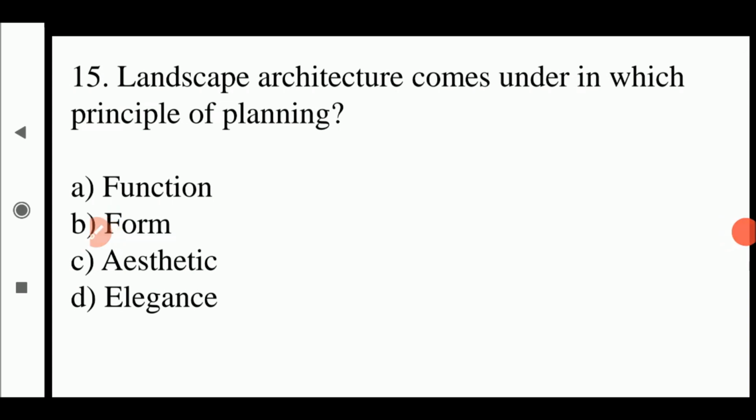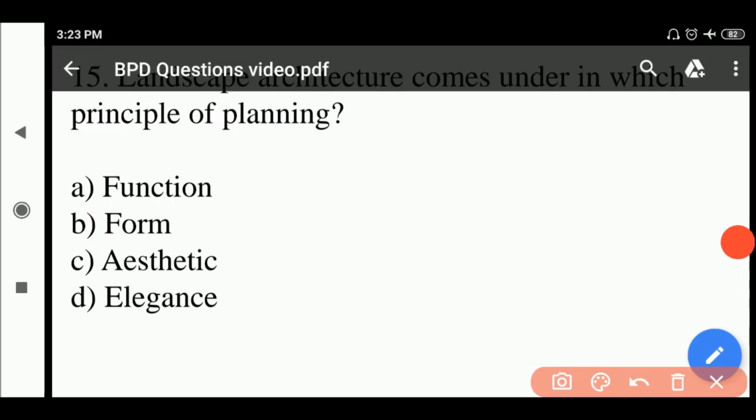Next objective. Landscape architecture comes under which principle of planning? Option first, function. Second, form. Third, aesthetic. And fourth, elegance. So the correct answer is aesthetic. That is option C.